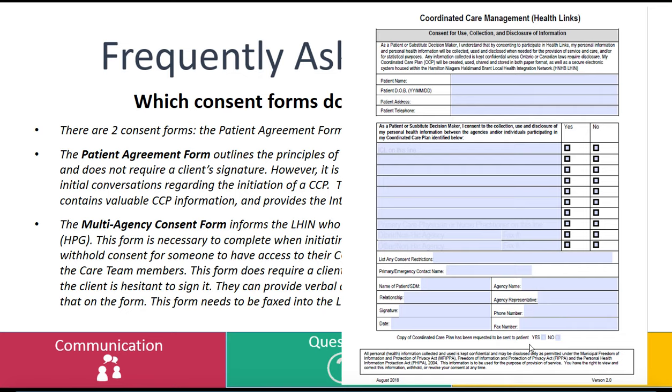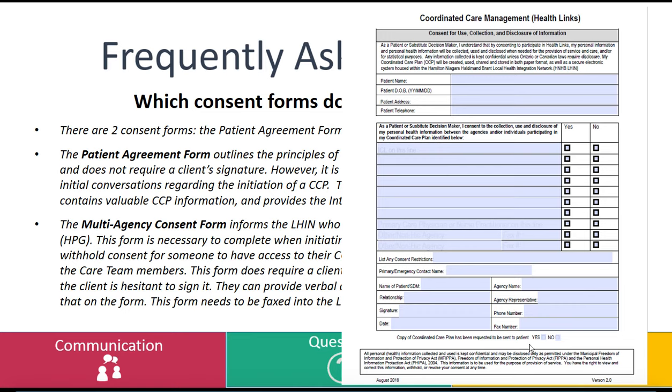This form does ask for the client's signature. However, if they are resistant to sign for any reason or unable to physically sign, please do not let that be a barrier to moving forward. They can essentially sign an X, or you can sign the consent form and simply write on the form that verbal consent was provided to sign on their behalf.